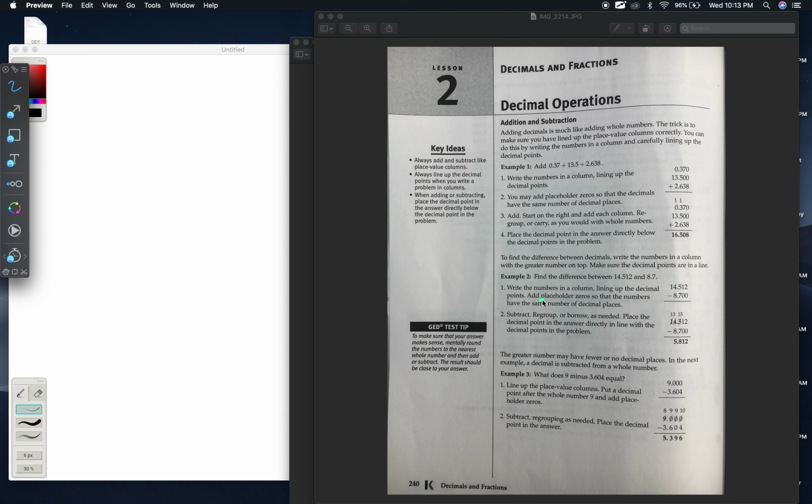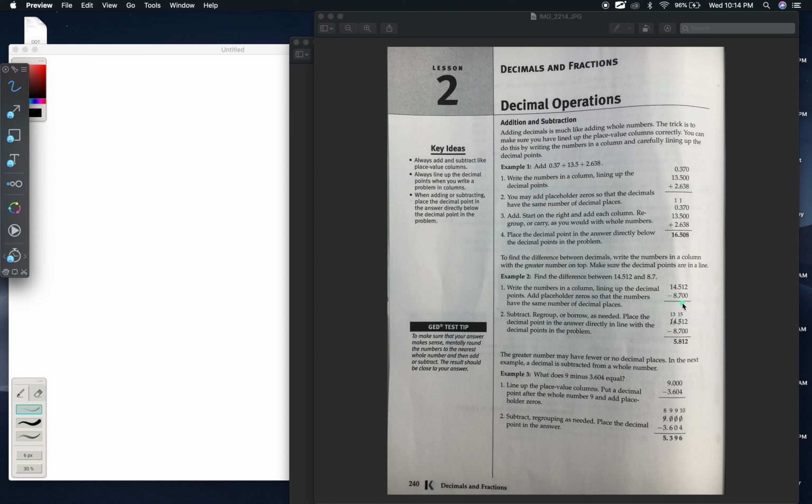So here you can see they actually require you to put zeros, whereas for the addition they suggest it: you may add placeholder zeros. For the subtraction, they say add placeholder zeros. It's still, theoretically, not necessary, because if you can imagine these two zeros were missing, you could go 2 minus nothing is 2, and bring the 2 there. 1 minus nothing is 1, and bring it there.